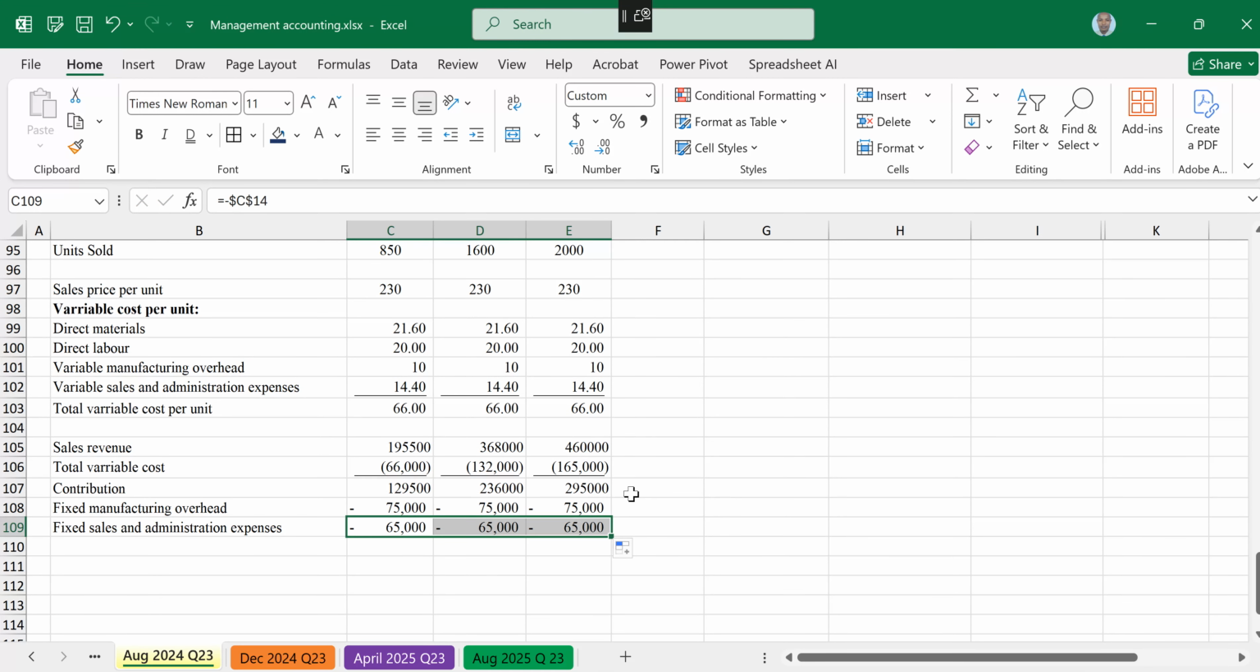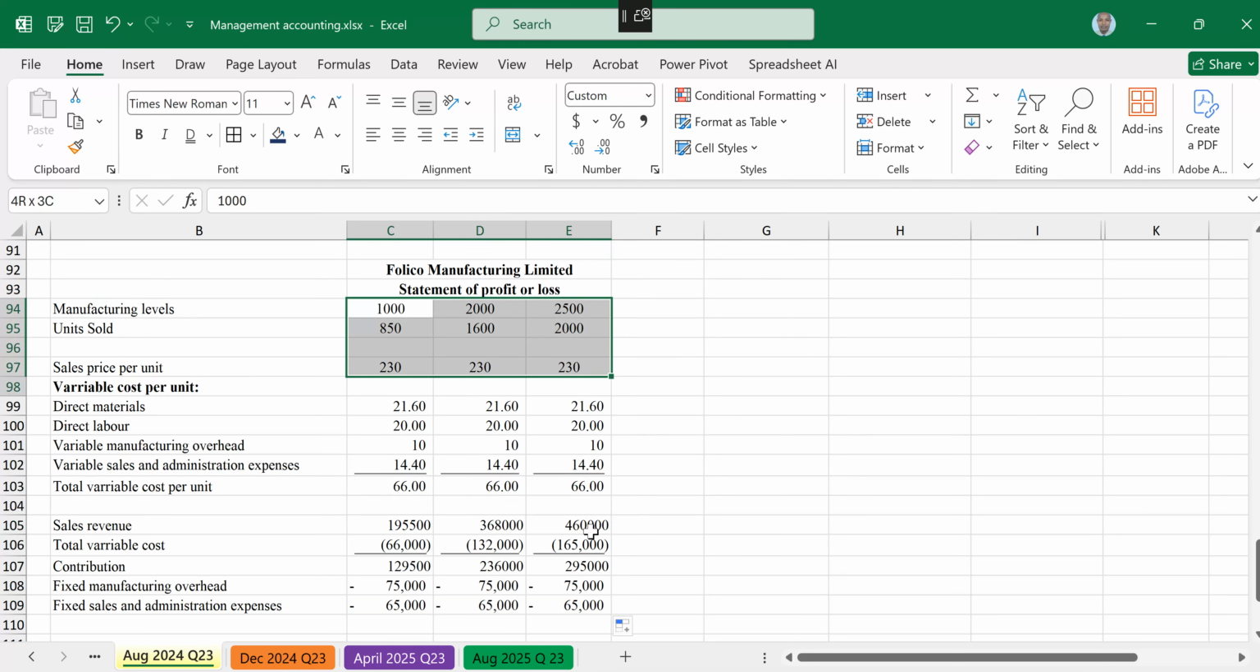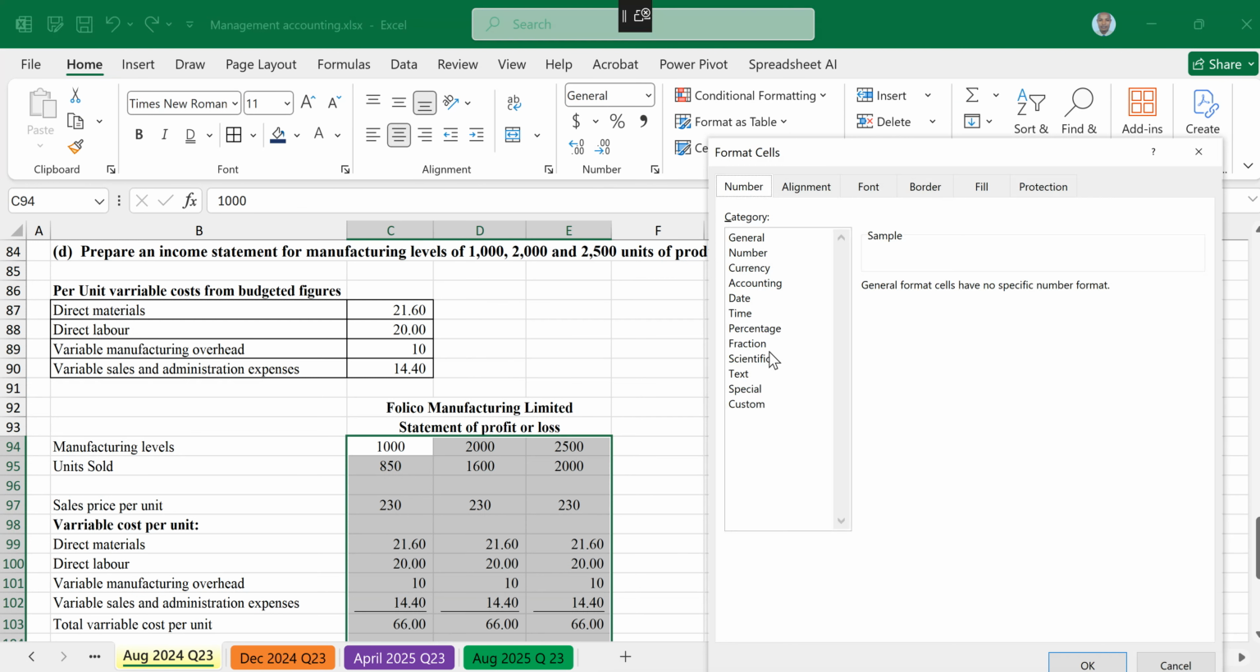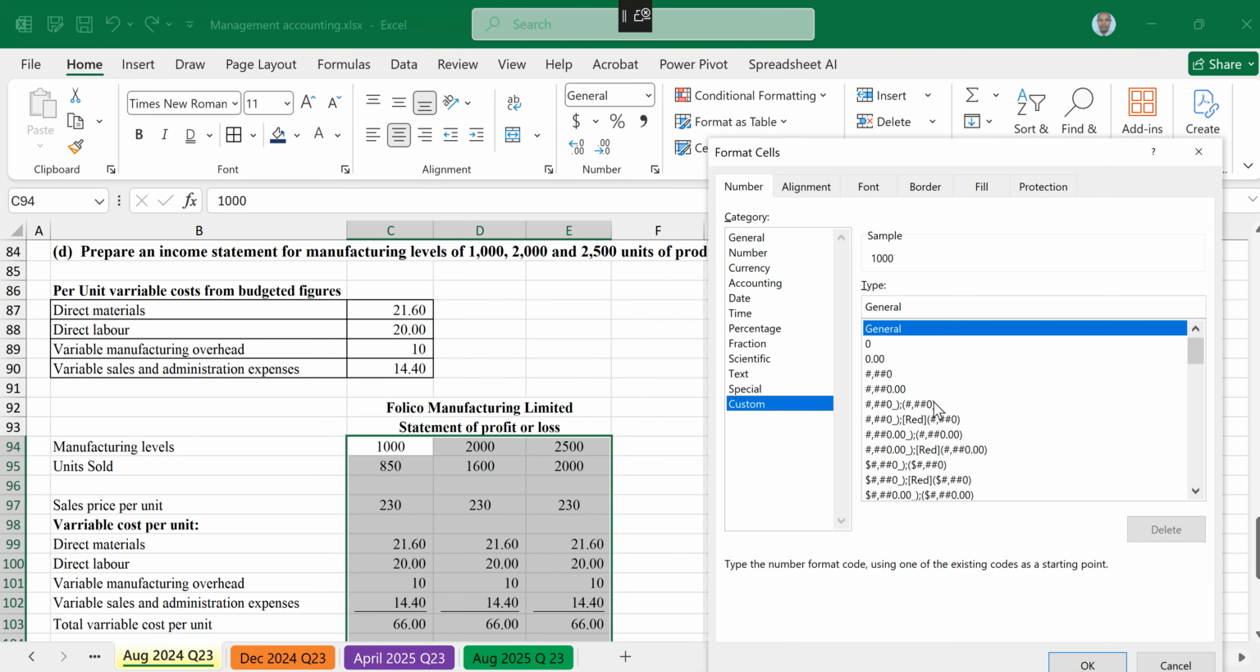So you can decide to have this in one format, which looks good, and centered as well.